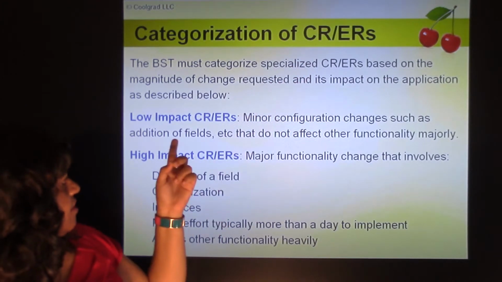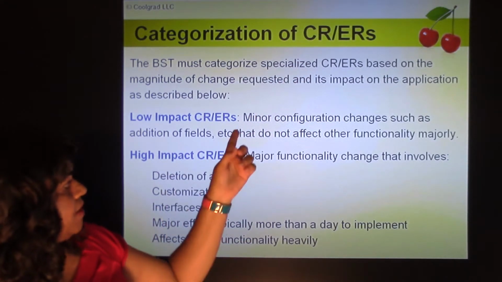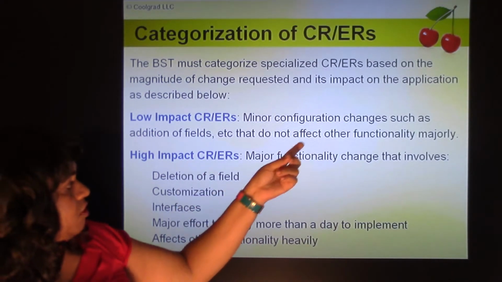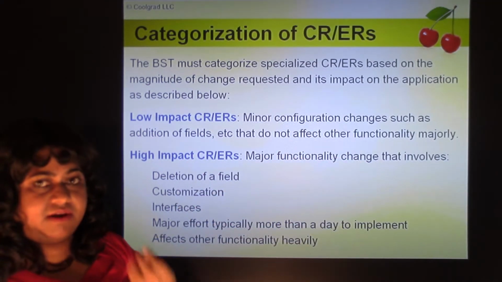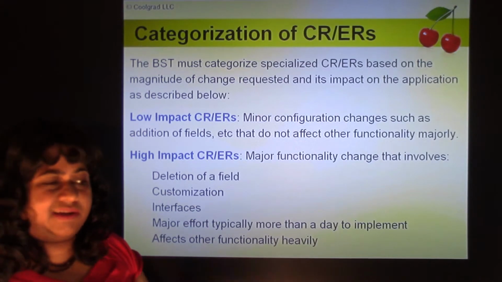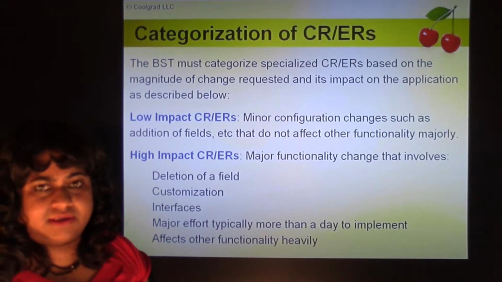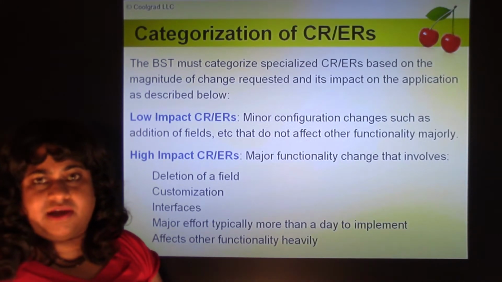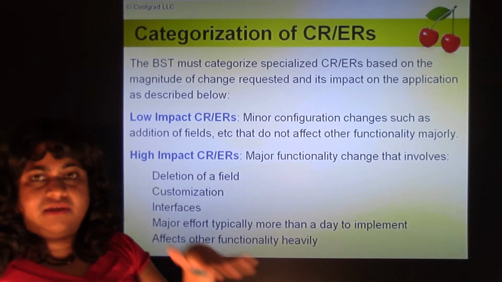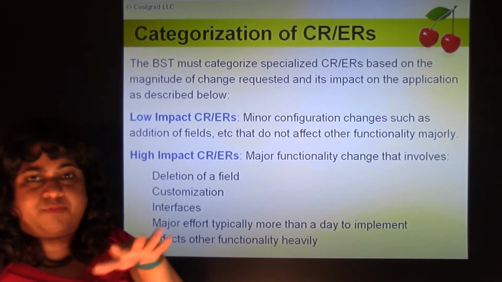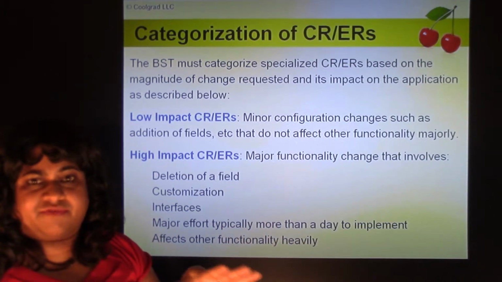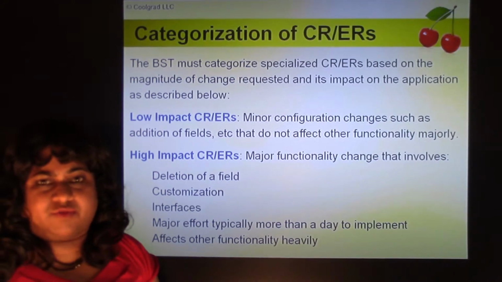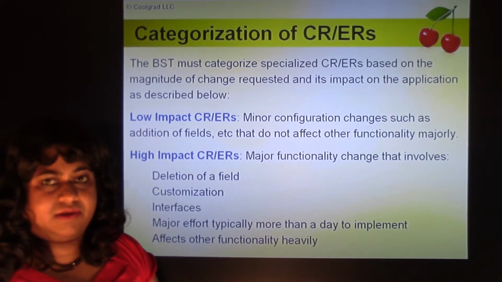So, categorization of CRs and ERs. Low impact and high impact CRs. Minor configuration changes such as addition of fields, etc. that do not affect other functionality majorly. These are low impact CRs. And usually the product owners can do the approval for this. If it's going to take like half an hour to fix something, you don't want to waste the business owner's time asking for his approval. So BST validates it, the product owner approves it, puts in the basic cost, effort, need and benefit analysis, approves it, and it's done. If it takes like 1 hour, 2 hours to do it, you don't have to waste the business owner's time.